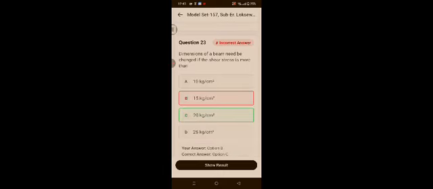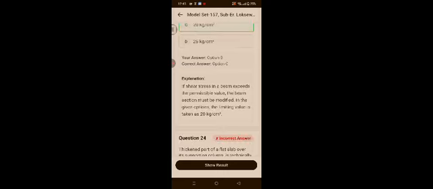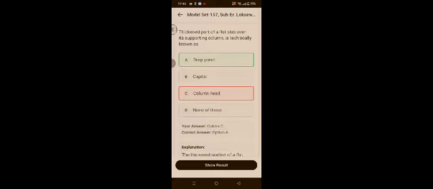Dimension of the beam needs to be changed if the shear stress is more than 20 kg per centimeter square. If the shear stress of the beam exceeds the permissible value, the beam selection must be modified. In the given option, the limiting value is taken as 20 kg per centimeter square.